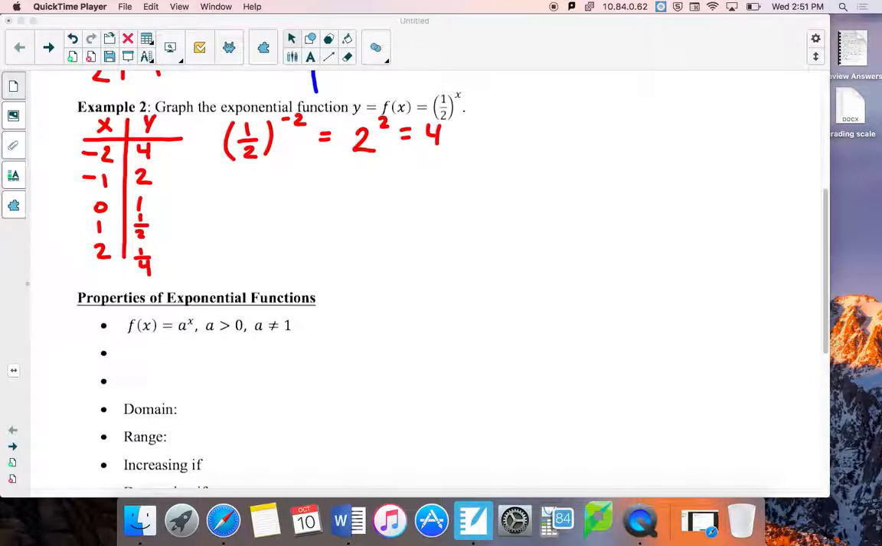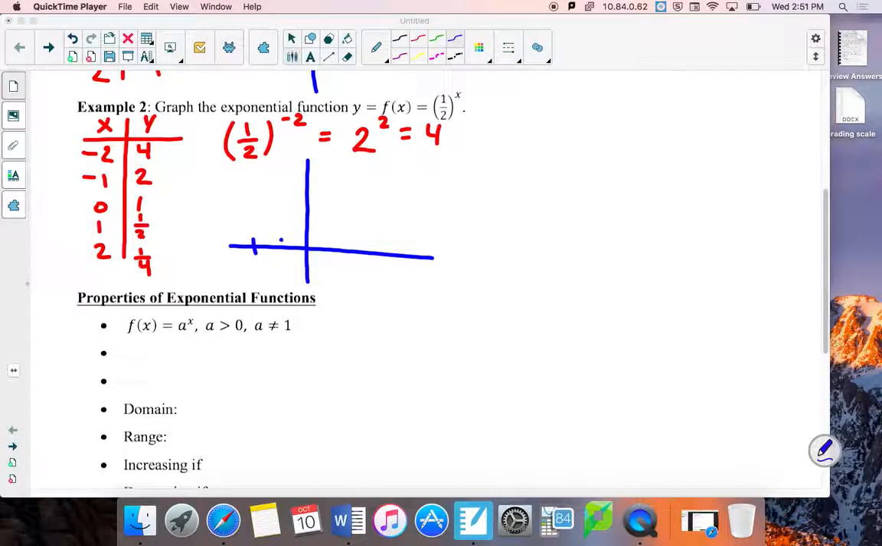All right, graphing this one. At negative 2, we're all the way up at 4. Negative 1, we're up at 2, 0 is at 1, 1 is at a half, and 2 is at a quarter. So this is a decreasing exponential function. Again, it will never ever cross that x-axis. It starts super, super high and then comes down.